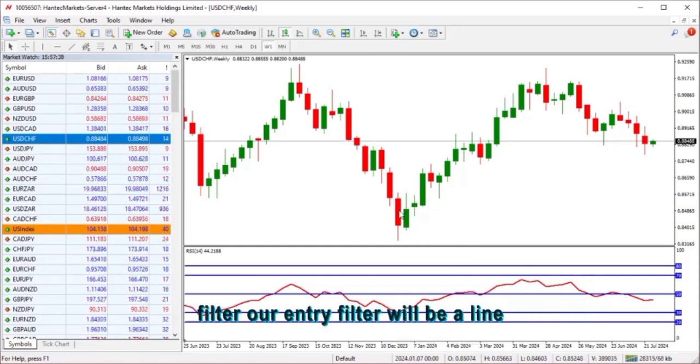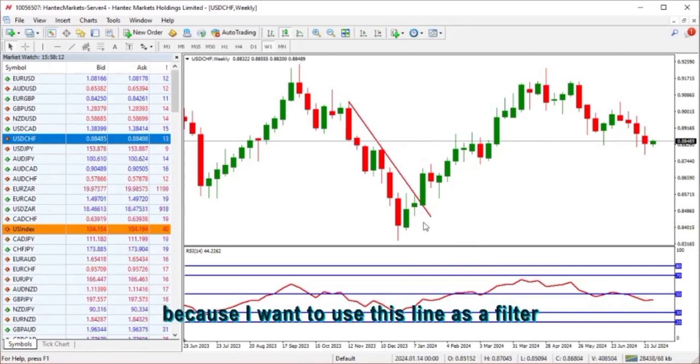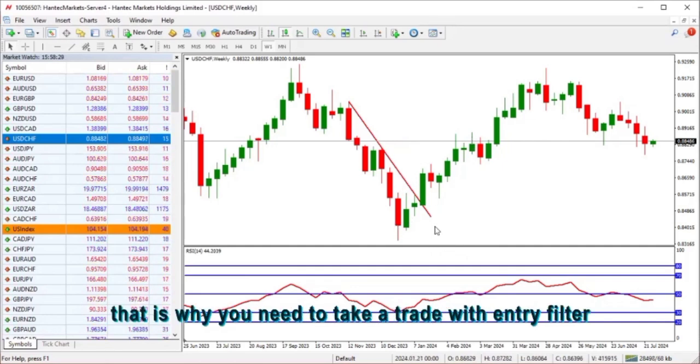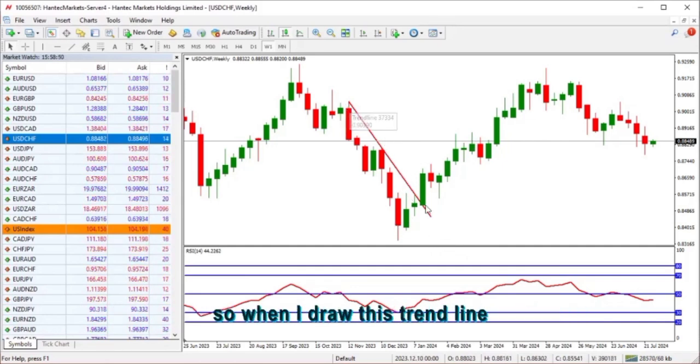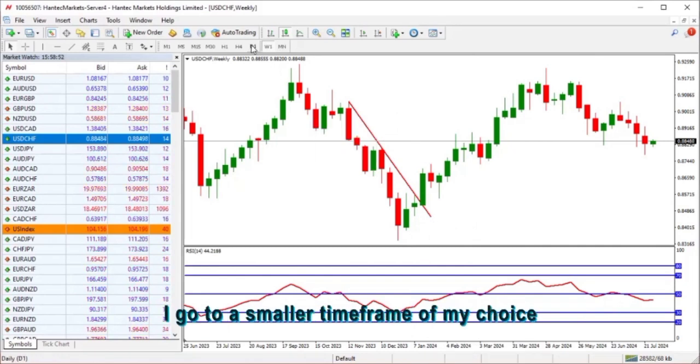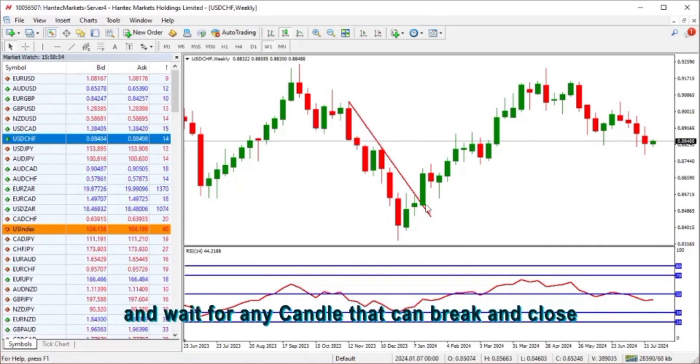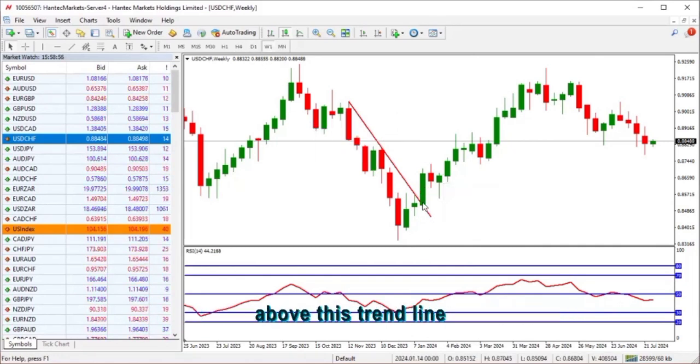The next thing we need to do is to look for an entry filter. Our entry filter will be a line. I extended this line down because I want to use this line as a filter. For the fact that you spotted a piercing line, that does not give you 100% guarantee that this market will buy. No, that is why you need to take a trade with an entry filter. So when I draw the trend line, what am I supposed to do? I go to a smaller time frame of my choice and wait for any candle that can break and close above this trend line. At the break and close above this trend line, I can take entry.